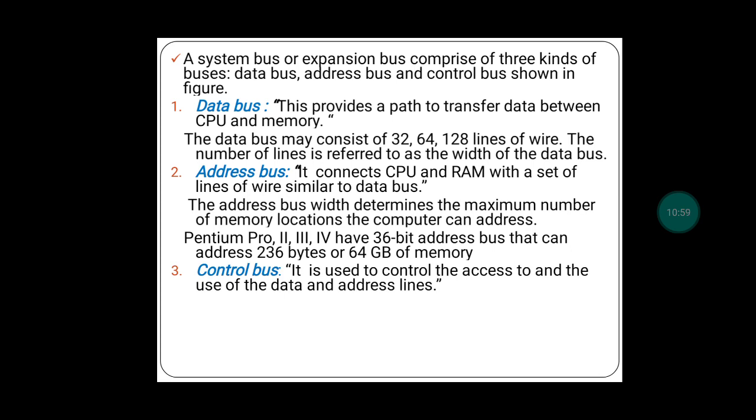So the next bus is the control bus. As I said, there will be some access controlling things. Those access controlling things can be told to the computer through something called signals, and those signals are nothing but control signals. This bus is used to control the access to and the use of data and address lines. So in general we can say this control bus is used to carry the control signals.